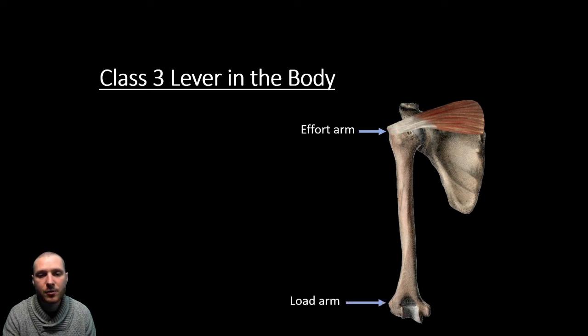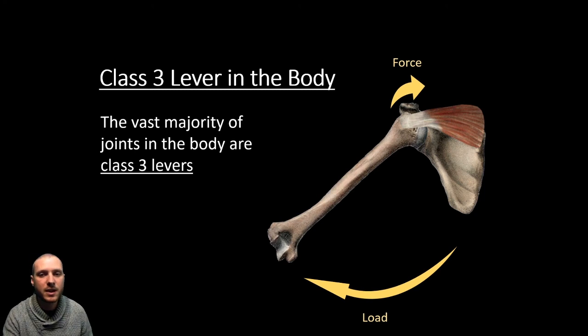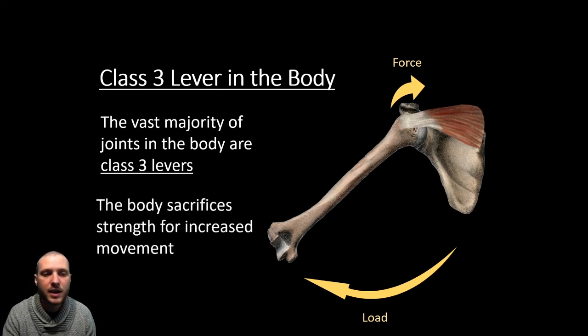And that's going to be the effort arm, whereas the load arm is going to be the entire length of the humerus. So if you remember our diagram, the longer the load arm, the harder it's going to be to move, with more energy needed, but we're going to get great distance with it. So when that supraspinatus contracts, we're going to be able to move that humerus very far. So it's going to take a good amount of force, but we get a good distance in movement. So again, the body is going to sacrifice strength for increased movement.